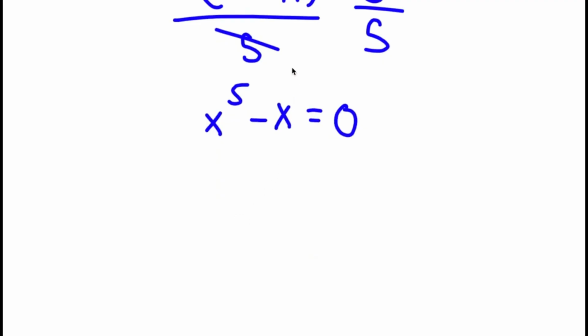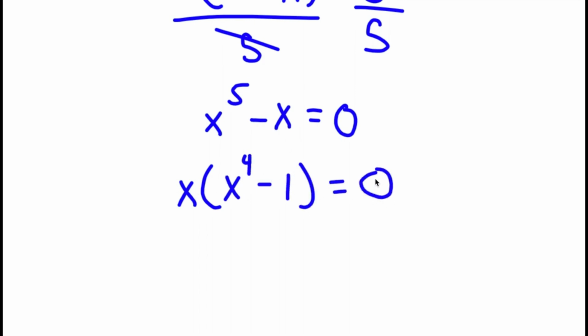Now, x to the power of 5 minus x, I can simply factor out x from here. So now if I factor out x, I get x times, x to the power of 5 divided by x is x to the power of 4, and negative x divided by x is negative 1. So this is equal to 0.